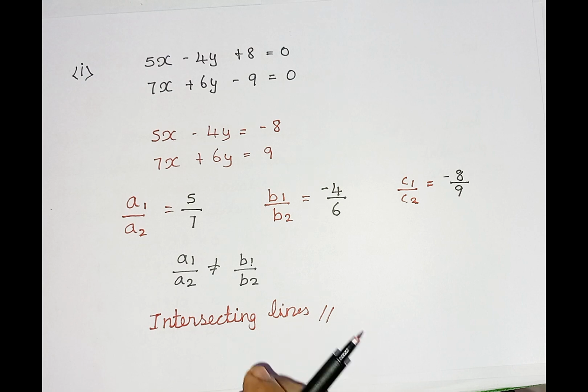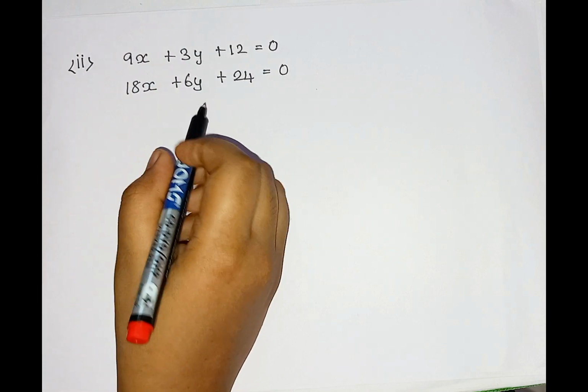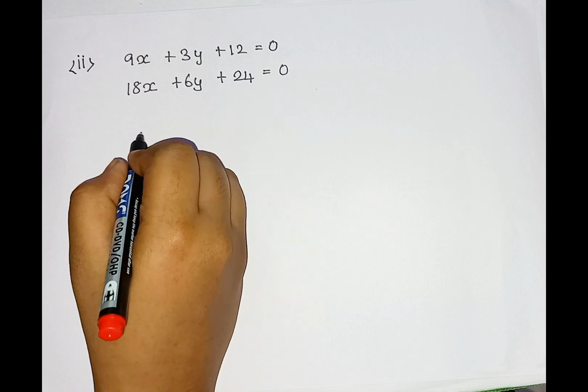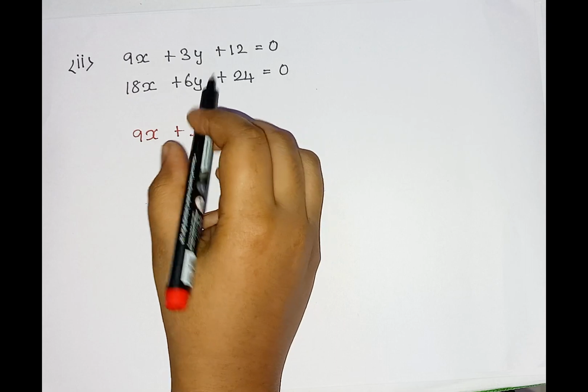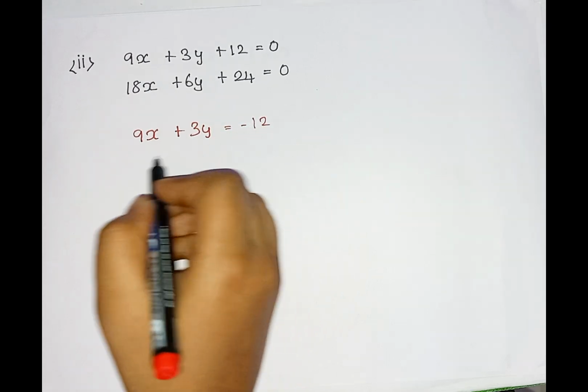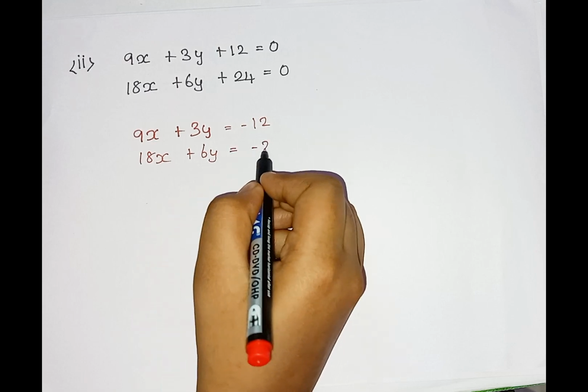Now let us look at the second subdivision. Okay guys, so this is the second subdivision. I just told you guys we are supposed to take the constant term to the other side. So let us do that. 9x plus 3y is equal to plus 12, then it will change to minus 12, and 18x plus 6y is equal to minus 24.